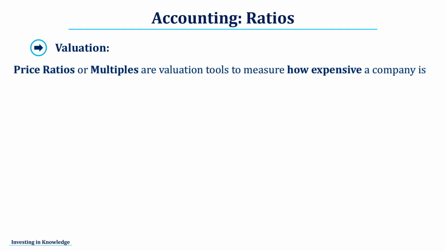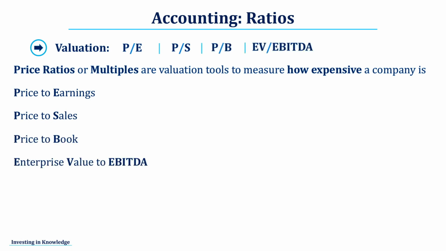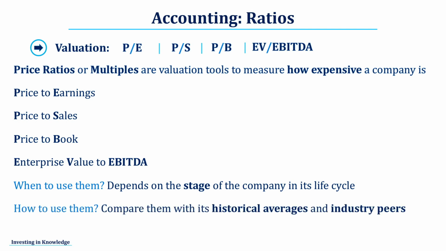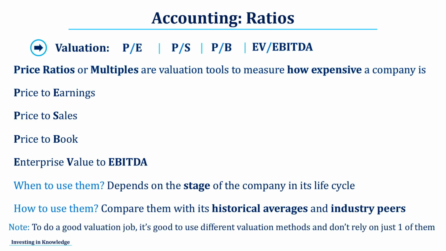Valuation. Price ratios or multiples are valuation tools to measure how expensive a company is. There are different types of ratios: price to earnings, price to sales, price to book, and enterprise value to EBITDA. When to use them? Well, it depends on the stage of the company in its life cycle. How to use them? Compare them with its historical averages and industry peers. To do a good valuation job, it's good to use different valuation methods and not rely on just one of them.